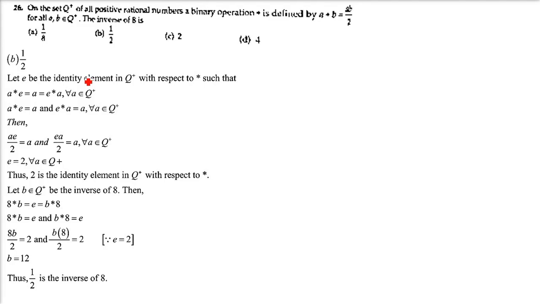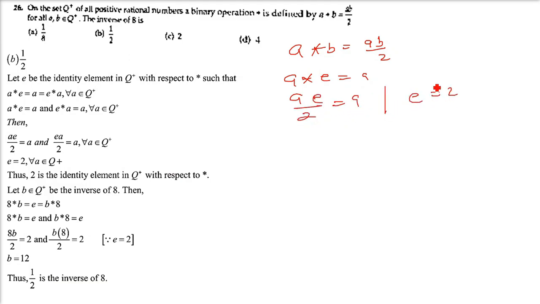On the set Q plus of all positive rational numbers, a binary operation star is defined by A star B equals AB by 2 for all A, B belonging to Q plus. The inverse of 8 is asked. So A star B is AB by 2. Okay, so we'll find the identity element. A star E equals A. A star E is AE by 2 equals A. From here you get E equals 2.